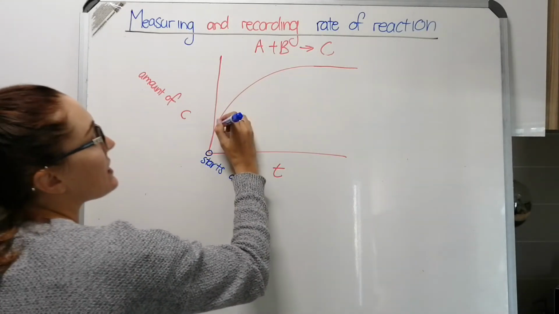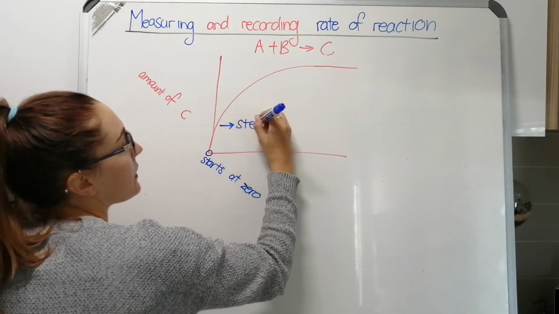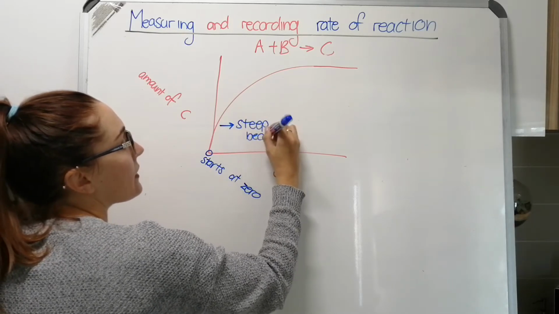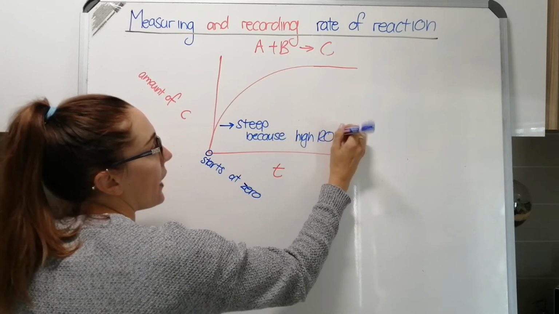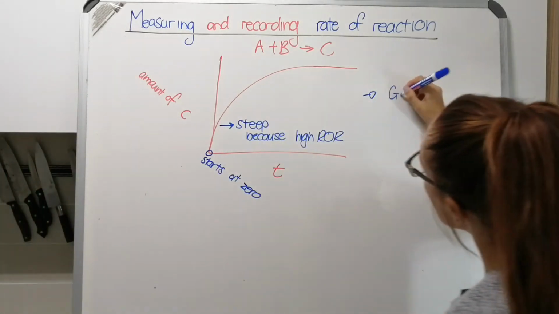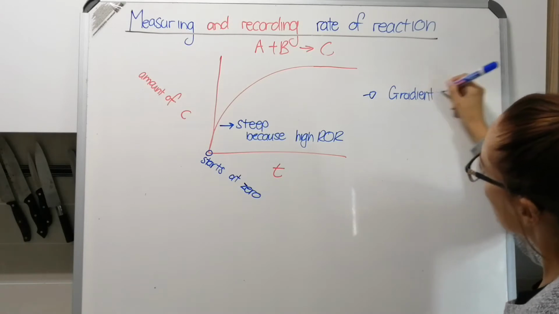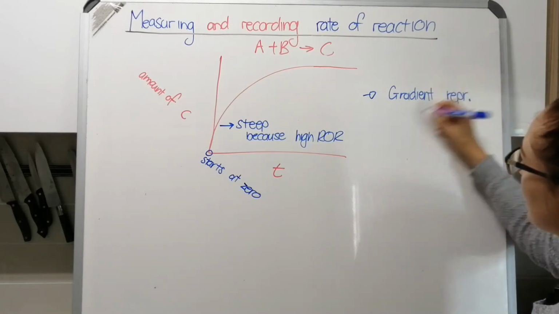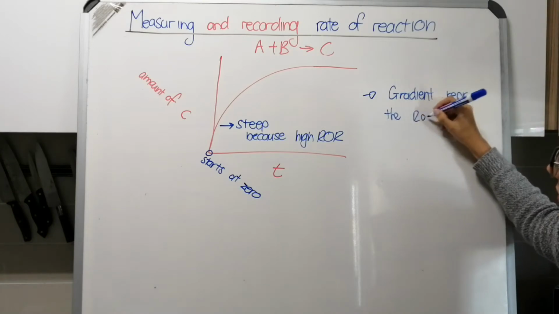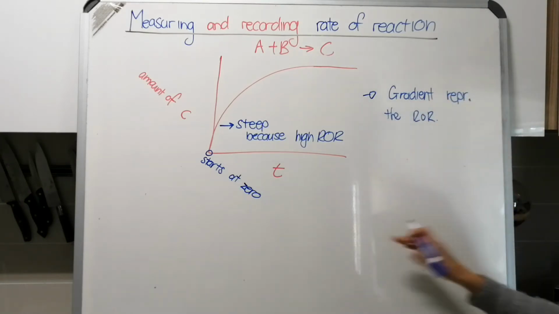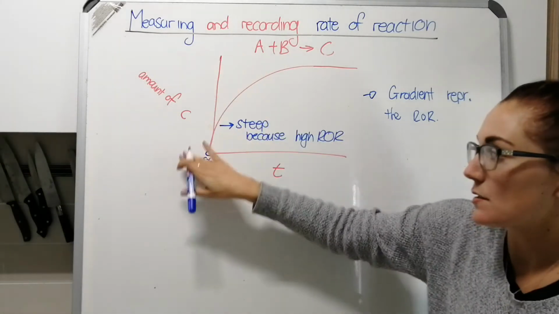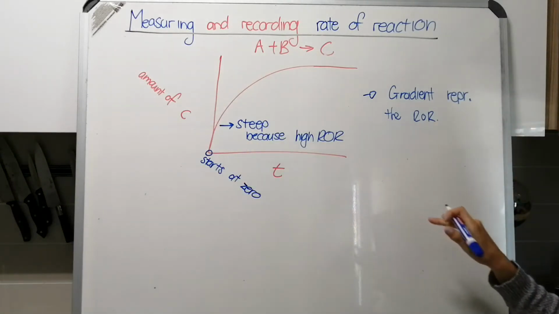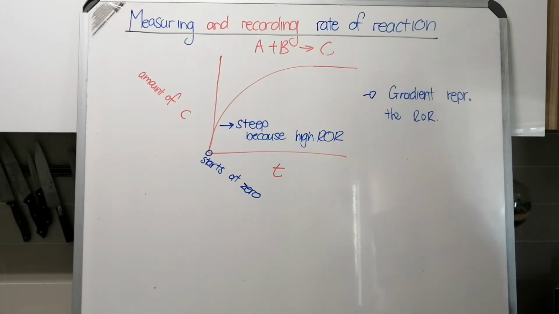Okay, now it is steeper at the beginning, because at the beginning we have a high rate of reaction. Remember, the gradient of this graph represents the rate of reaction. Because rate of reaction is change in the amount of substance over change in time. So it's basically delta y over delta x, which is gradient. That's how you learned gradient in grade 8. So it's steeper at the beginning because the rate of reaction is higher.